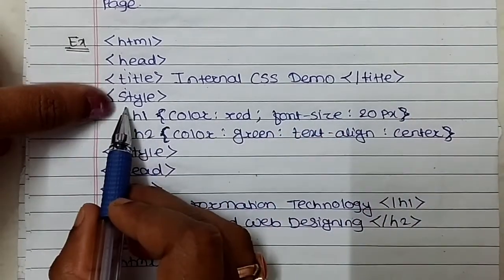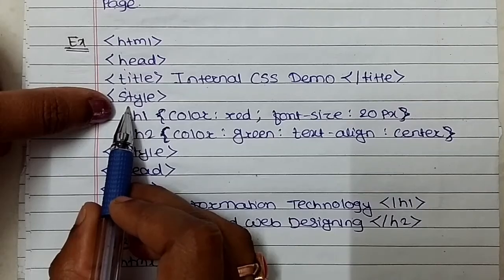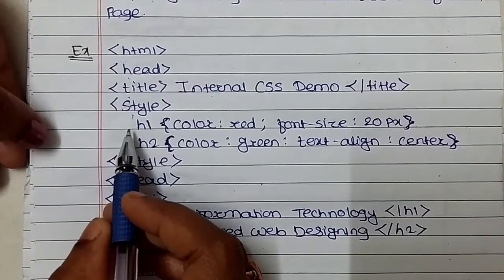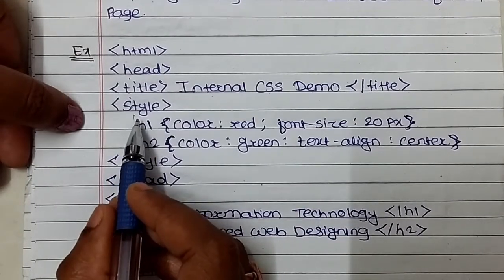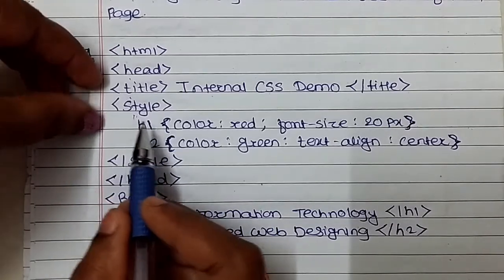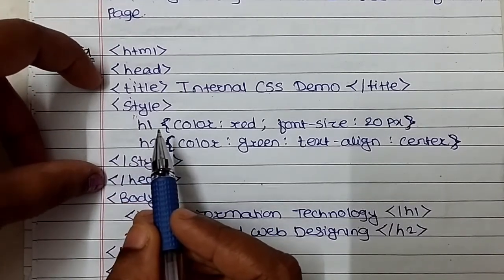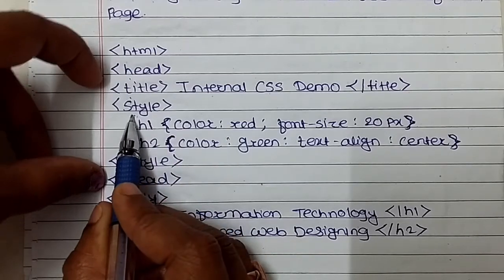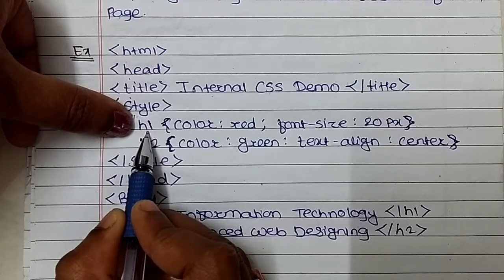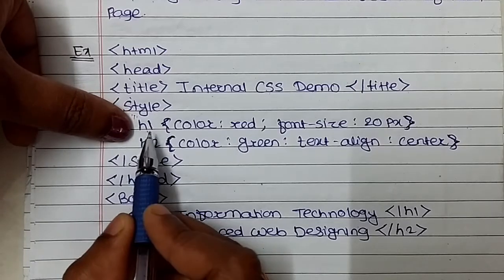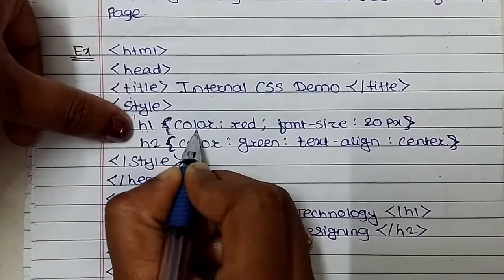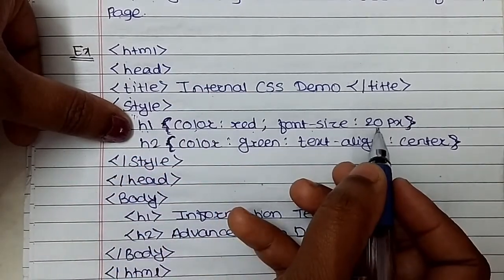Then after that we use the style tag for the internal cascading style sheet. All the information which we want to style is written in the style tag, and this style tag is written in the head section only. In the style tag we write all the elements which we want to style. So h1, curly bracket open, then color red, font size equal to 20 pixels.